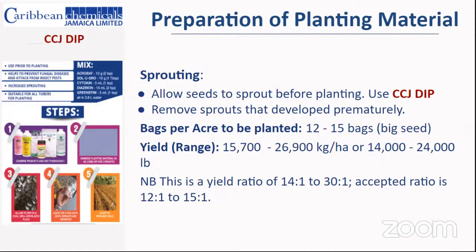Your yield range should typically be between, say, 15,700 to 26,900 kilograms per hectare, or about 14 to 24,000 pounds per acre. And the yield ratio that is a target, an acceptable one, would be 12 to 1 or up to 15 to 1. But I say to farmers, aim for over that 15 to 1.